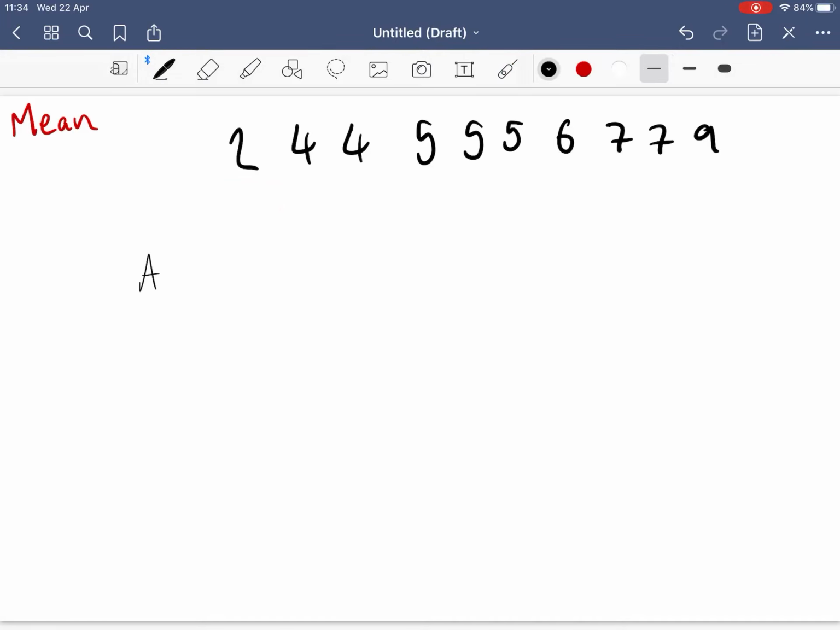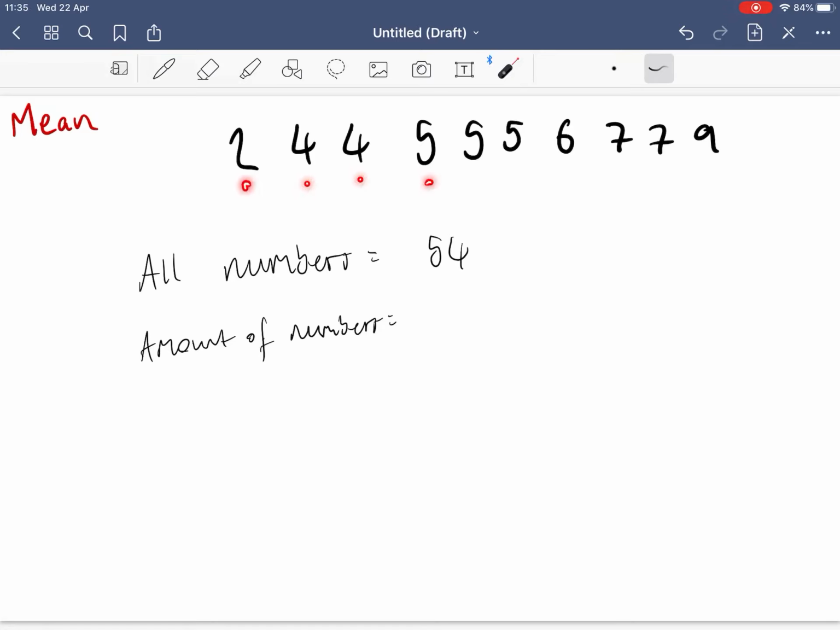So, I'll write myself a quick note. All numbers, 54. That's the total of all these numbers. Now, I need to work out the amount of numbers we have. How many numbers do we have? We have 1, 2, 3, 4, 5, 6, 7, 8, 9, 10. So we have 10. Now what we need to do is divide that number by that number.